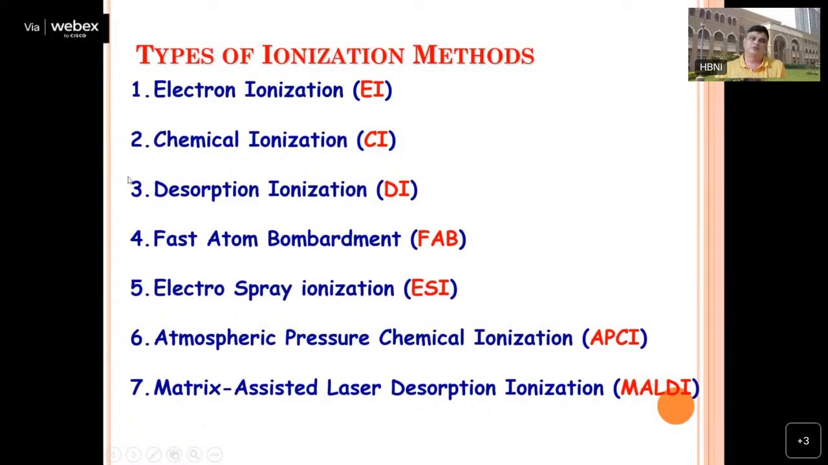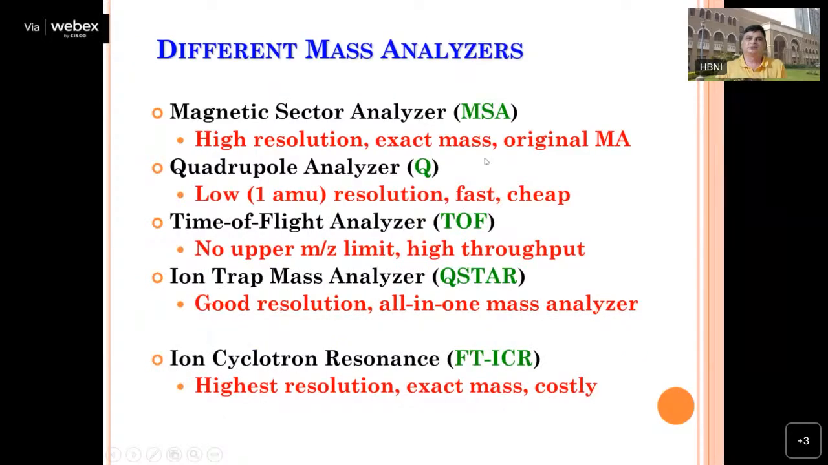So these are the various ways by which you can bring about ionization. Then there are various mass analyzers, the magnetic sector analyzer, called MSA. What are the advantages in this? High resolution and exact mass. Then the quadrupole mass spectrometer, whose advantage is that it goes as low as 1 atomic mass unit. It's very fast and, compared to the others, cheaper.